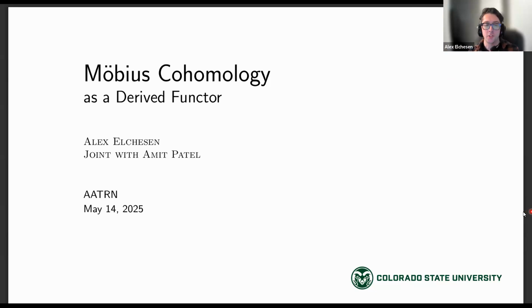So this is joint work with my postdoc mentor at CSU, Amit Patel. And this is kind of an extension of work that he did with Primo Skraba, where they did Möbius homology. So we're extending this, we're adding the co in front of it, but then we're also going to extend this in a few different ways as well.